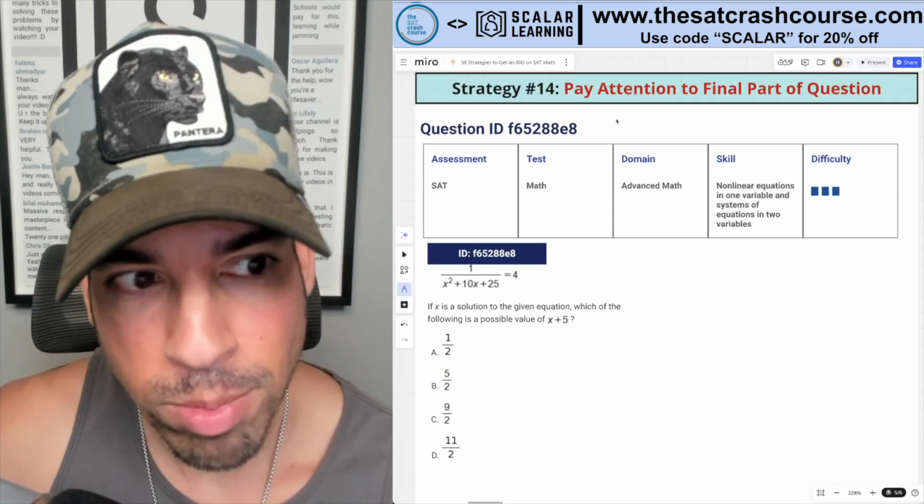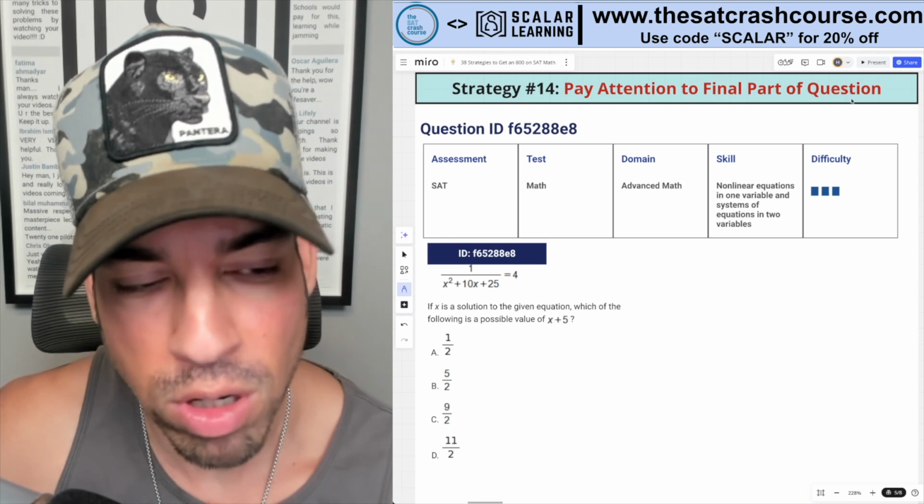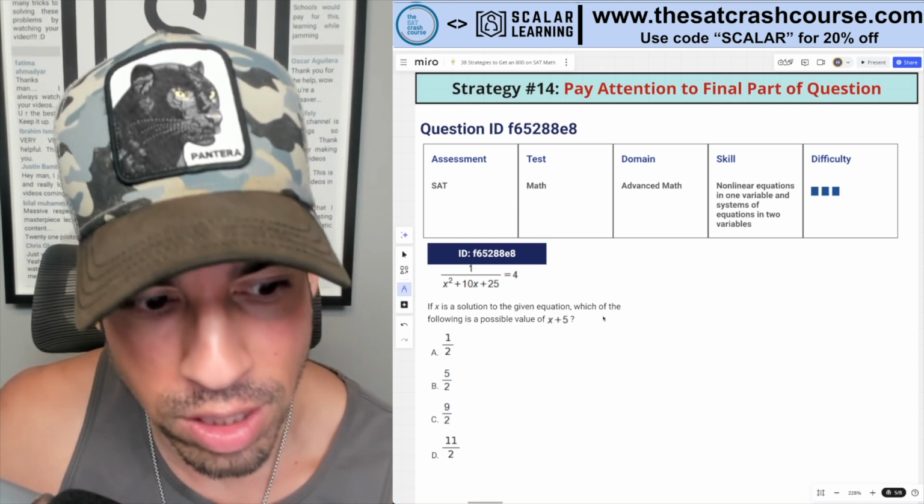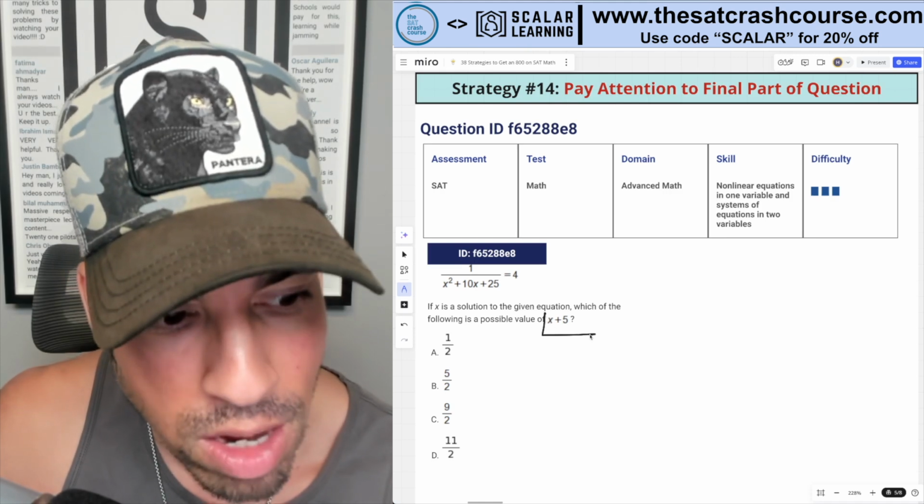Done. Strategy number 14, pay attention to the final part of questions. What am I talking about? I'm talking about this part right here. It says if x is a solution to the given equation, which of the following is a possible value of x plus 5?